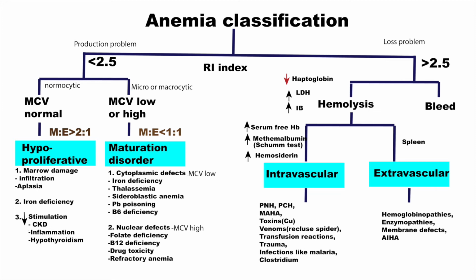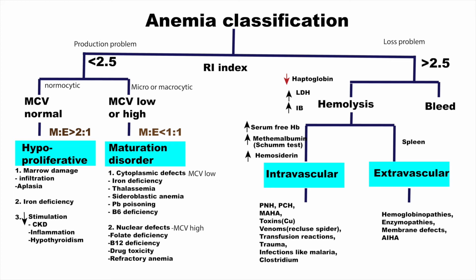Anemia due to hypoproliferative bone marrow conditions, like marrow damage due to infiltrative disorders like sarcoidosis or aplasia, iron deficiency, and a reduction in the stimulation of bone marrow production due to chronic kidney disease, inflammatory processes, and hypothyroidism, cause normocytic anemia.